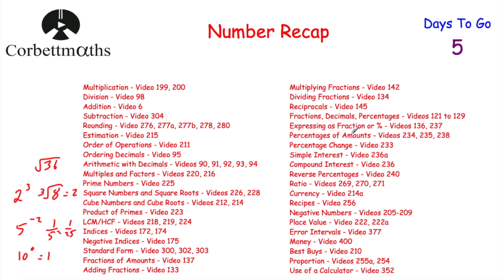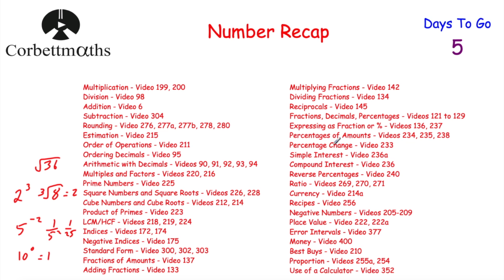Next, percentages of amounts. Make sure you're confident with your non-calculator percentages of amounts. So to find 50%, divide by 2. To find 25%, divide by 4, or half it and half it again. To get 10%, divide by 10. To get 1%, divide by 100, and use those building blocks whenever you're doing percentages of amounts without a calculator. And then with a calculator, just divide by 100 and multiply by the percentage you want.